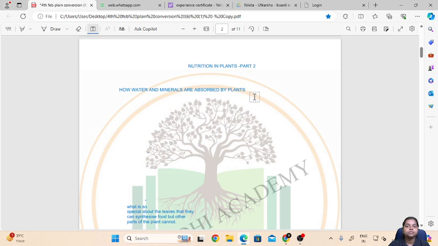So in the first part we have seen what is nutrition and the mode of nutrition that the plants obtain. Plants normally prepare their own food, and the process of that preparation of food is called photosynthesis, which mainly takes place in the leaves of the tree. Now we'll see the further part of that particular lesson.